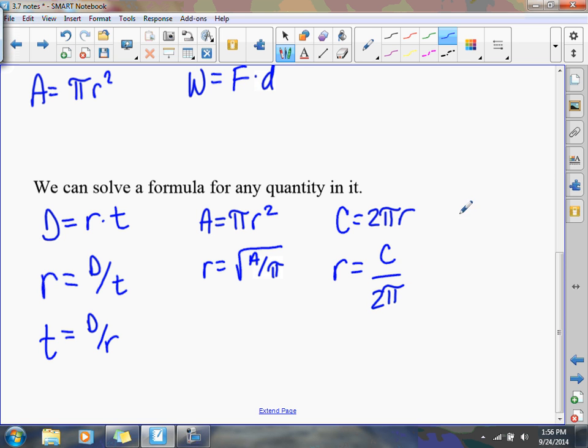Okay. The work formula, we could do one more. Work equals force times distance. So we could, again, solve that for F. So you'd have work over distance, and then you could have it solved for D, W over F. So this is what we're going to be doing today. We're going to be talking about how we can solve a formula for any of the variables that are in it.